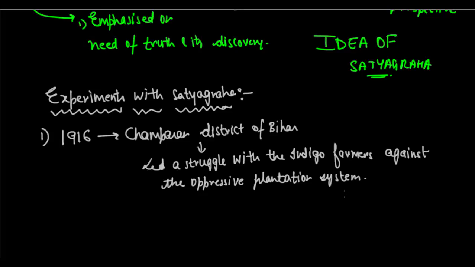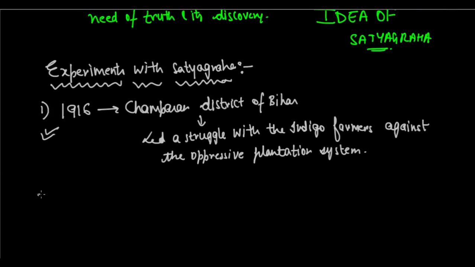So Mahatma Gandhi went to the Champaran district of Bihar in 1916 and he led a struggle called the Champaran Satyagraha with the indigo farmers against this oppressive plantation system. Again, it was a huge success, right? The second experiment that Mahatma Gandhi did was in the next year, that is in 1917, in the Khed district of Gujarat.